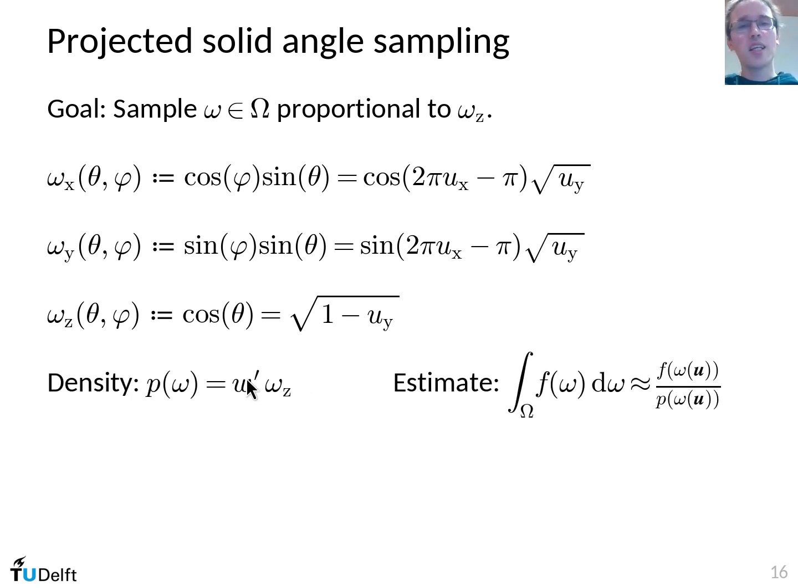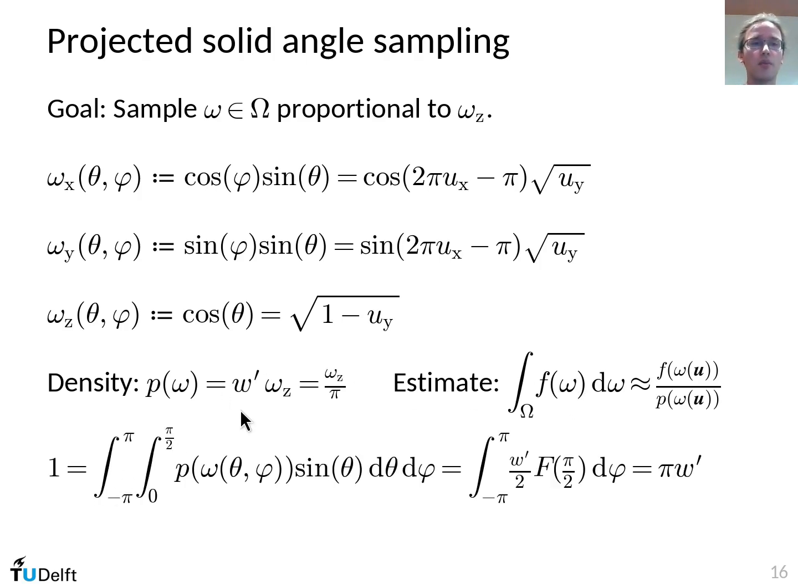And then we still have to figure out the normalization factor for our density, but in principle our Monte Carlo estimate now is going to be this. We take f divided by p, and we have a way to compute the direction vector from two uniform random numbers using these formulas here.